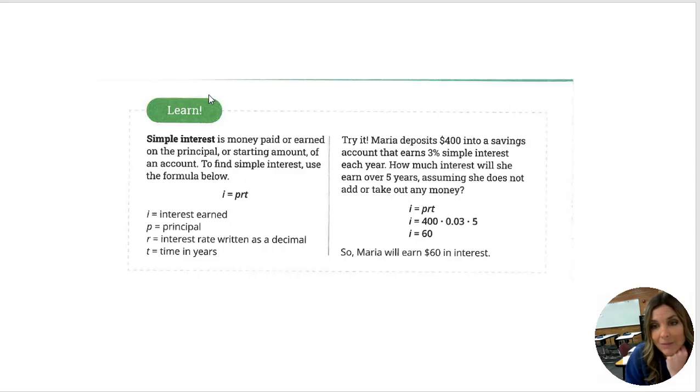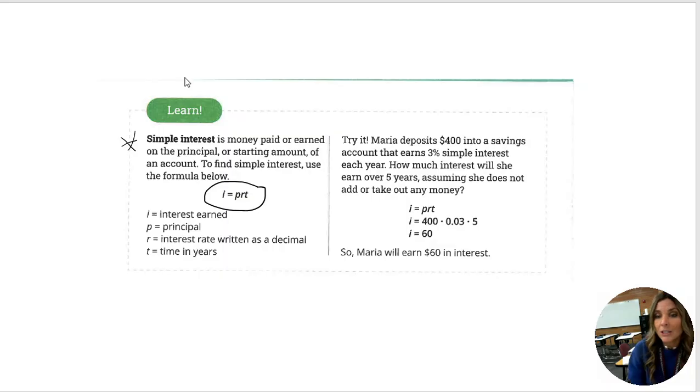So in Math 7, one of the main topics that we have been learning about is percentages. And simple interest is a topic that goes with that unit. Simple interest is money paid or earned on the principal or starting amount of an account. And simple interest uses a formula. Interest equals P times R times T. These are what each of those variables stand for. So in the formula, I is interest earned, P is principal, R is interest rate, and T is time in years.